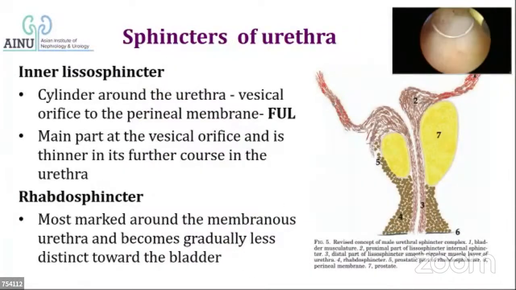If you look at the sphincters of the urethra, there is an inner lissosphincter, a smooth muscle sphincter cylinder around the urethra, which goes right from the bladder neck area down to the perineal membrane, and goes into a little proximal bulb. So the whole area is active, and this whole area is essential for continence. At the same time, the rhabdosphincter is mostly around the membranous urethra and to a certain extent onto the apex of the prostate, called the external urethral sphincter apron, the US apron, which is seen in a radical prostatectomy, which we'll see. So these are the sphincters of the urethra.